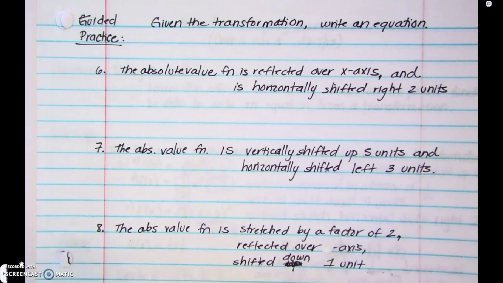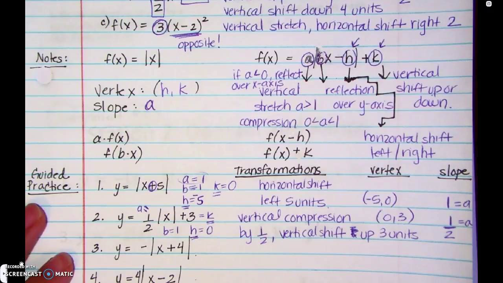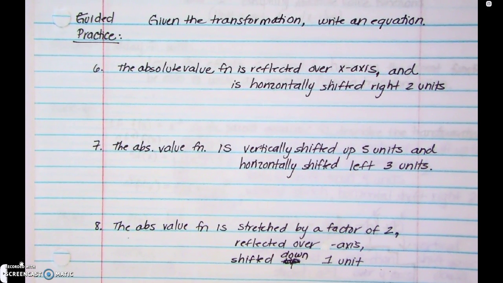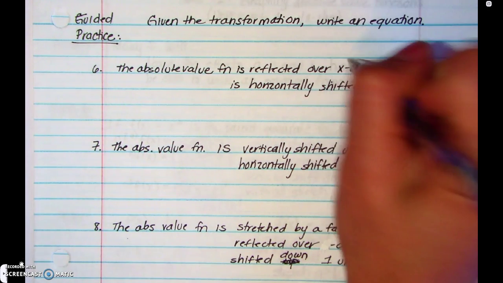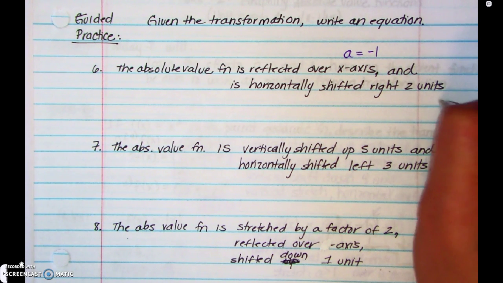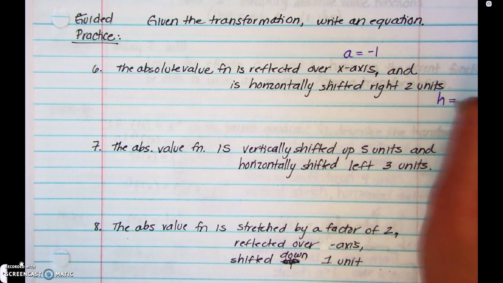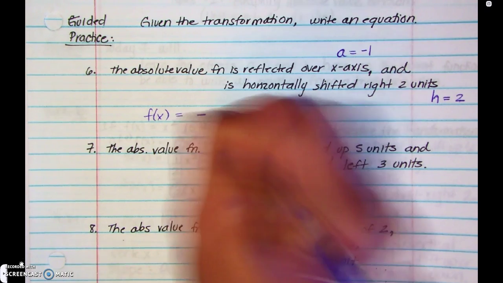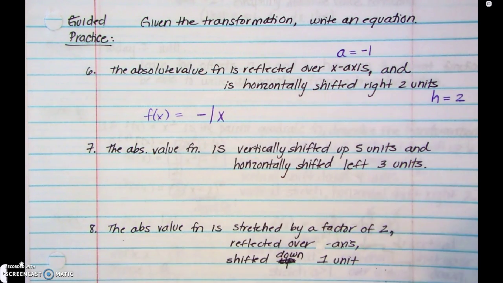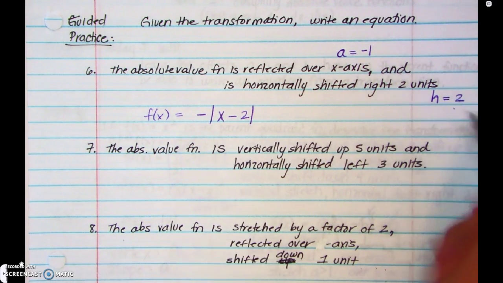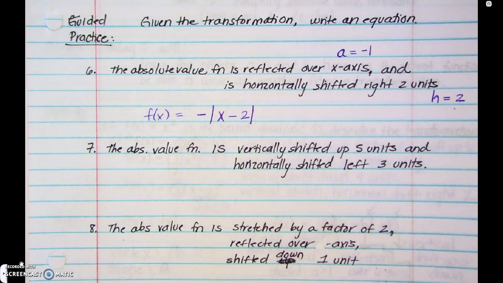Okay, so we practiced going from an equation and describing the transformations. Now we're going to go from the transformation and come up with the equation. Okay, so if the absolute value function is reflected over the x-axis, I know that A has to be -1 and is horizontally shifted right 2 units. So H has to be equal to a +2. Okay, so I'm going to say f of x is equal to negative absolute value of x minus 2. It should be a +2, but whenever we have something inside the absolute value, it's the opposite.